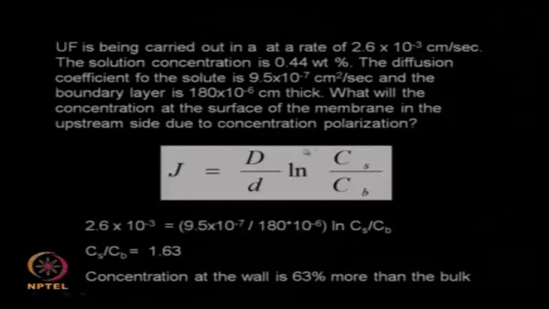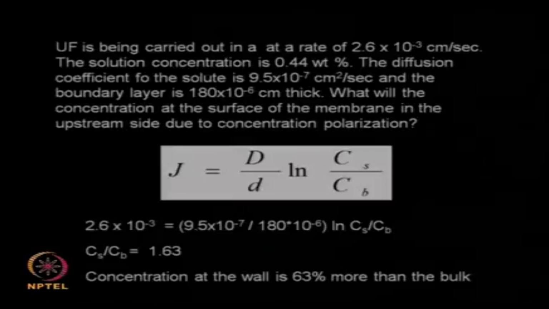So in this equation you substitute for D, that is your diffusion coefficient. You substitute for the boundary layer thickness small d, and then the rate is given, that is on the left hand side. If you solve that, you will get Cs by Cb equal to 1.63. That means if Cb is 1, that is if the bulk concentration is 1, Cs will be 1.63. That means the concentration at the wall is 63% more than the bulk. That is a big number.